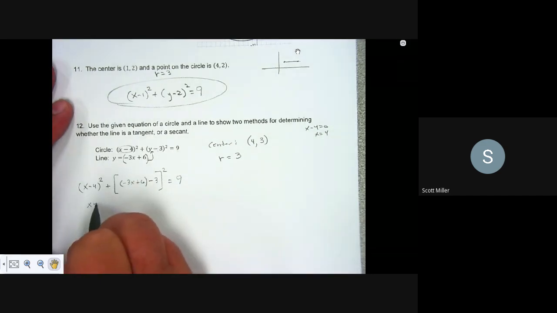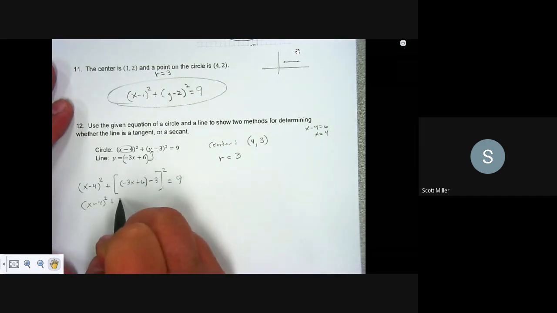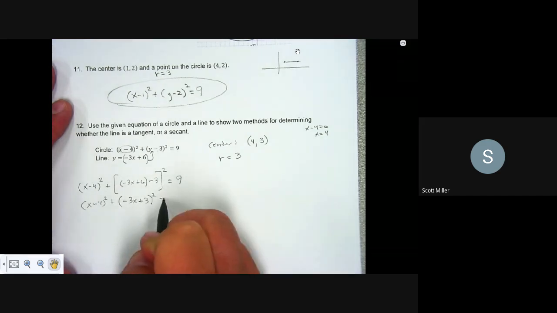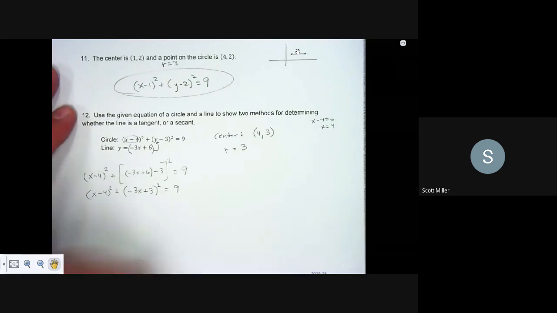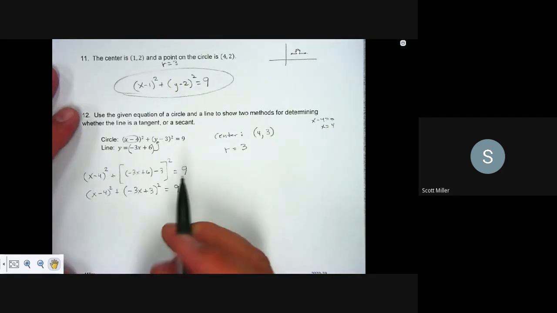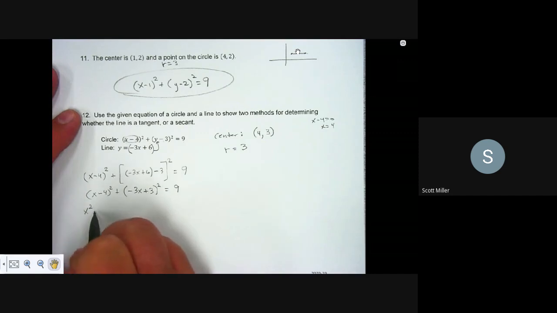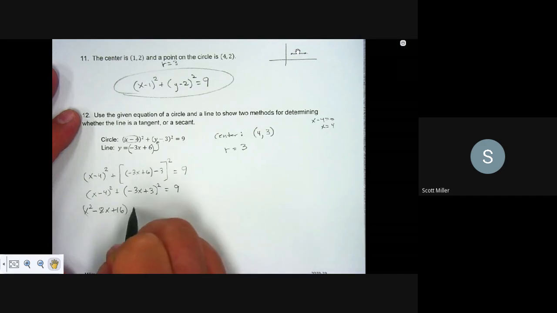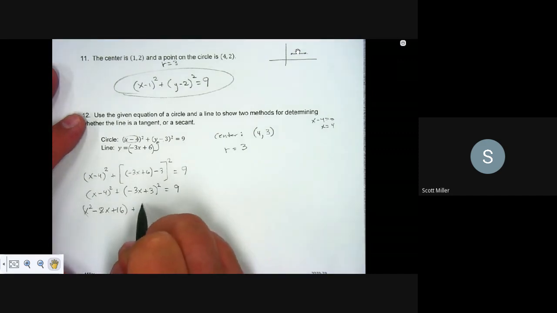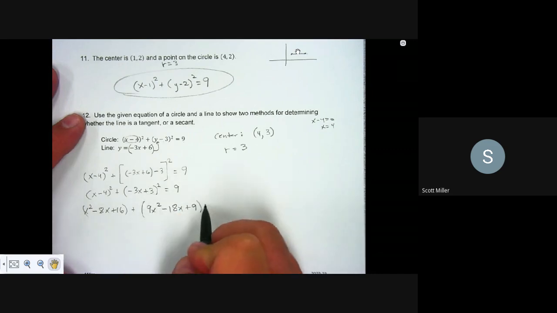Clean all this up in here, combining like terms and stuff like that. And then this right here is going to be (negative 3x plus 3) squared. And now you need to multiply these two things out and then combine like terms. So this is going to be x squared minus 8x plus 16. And this one over here, same thing. We're going to get 9x squared minus 18x plus 9, and then that's a 9.